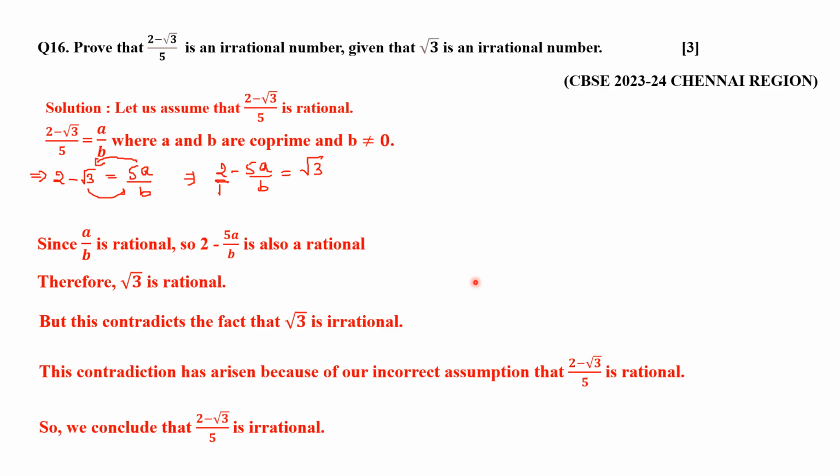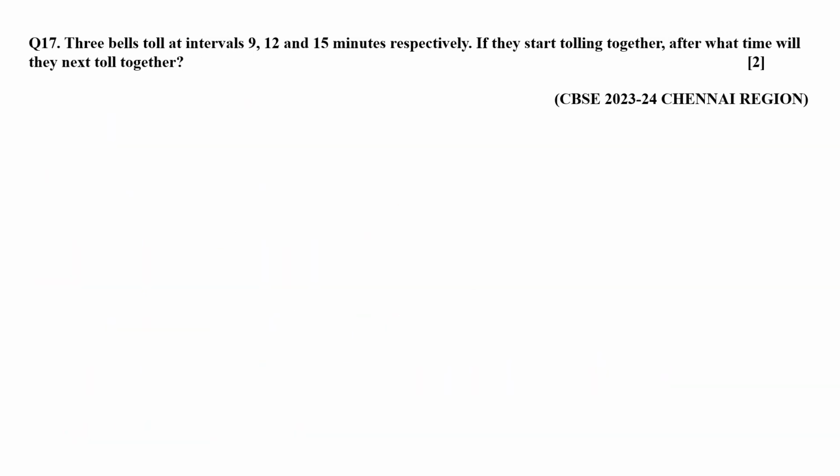Okay, now moving to the next question. Now question number 17. 3 bells toll at intervals of 9, 12 and 15 minutes respectively. If they start tolling together, after what time will they next toll together?